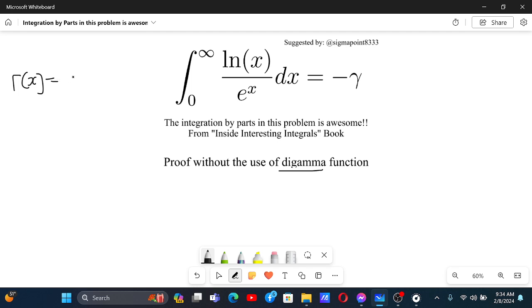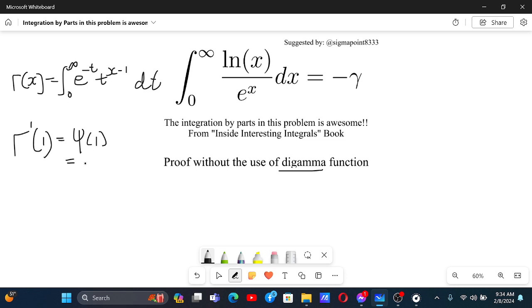In my previous video, the definition of the gamma function is the integral of e to the power minus t times t to the power x minus 1 dt, and then we differentiated this function, and since we have t to the power x minus 1, we got ln of t, and then we evaluated gamma dash of 1. The answer was gamma dash of 1, which is just digamma of 1, and digamma of 1 is negative of the Euler-Mascheroni constant. So for this proof you need the digamma function as well.